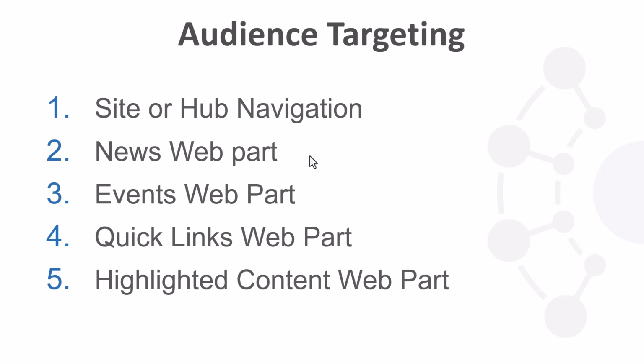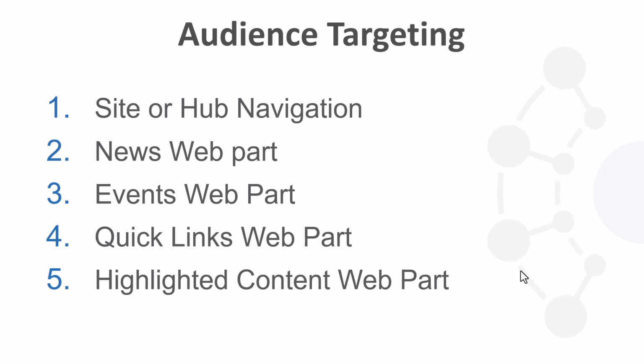The second area where you can set up audience targeting is the news web part. Once again, if you have news and announcements intended for different audiences, you can target those different posts within the news web part. Likewise, we can also target events in a calendar. If you utilize the events web part, we can display events based on the user who is logged in. You can also set up audience targeting on quick links. If you link anywhere using the quick links web part, you can target those links and display them based on the user who is logged in.